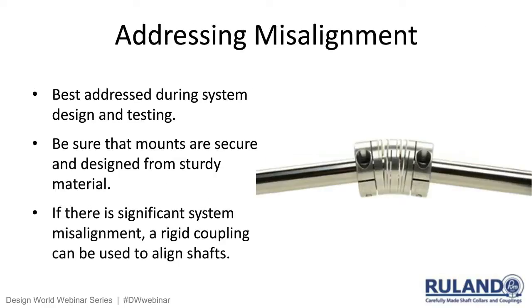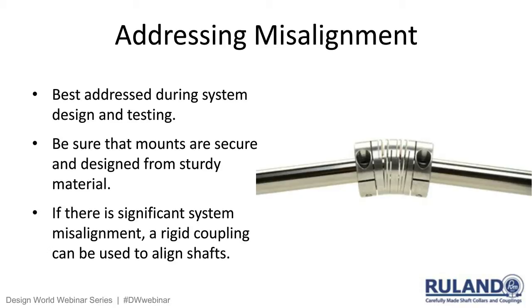Again, misalignment is best addressed during system design and testing. Be sure that mounts are secure and designed from sturdy material. If there is a significant system misalignment, a rigid coupling can be used to align shafts in some cases.